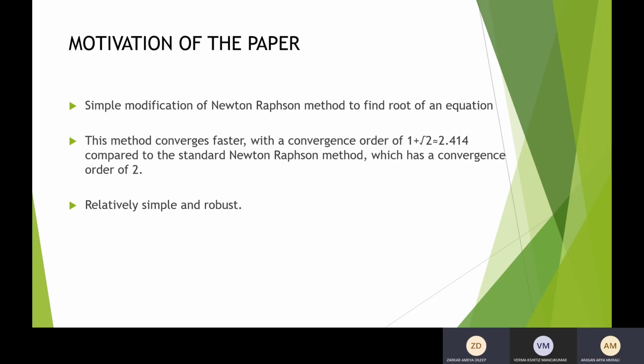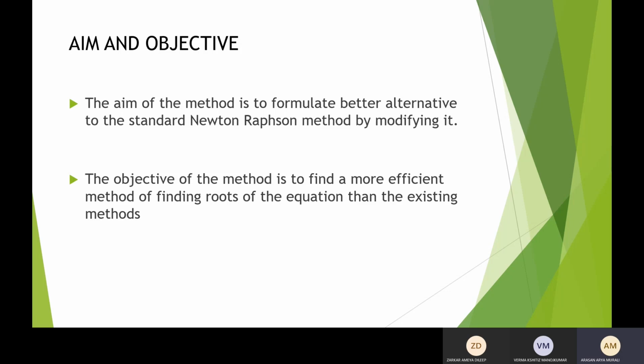This modified Newton-Raphson method is relatively simple and robust, and it is more likely to converge to a solution than either the higher order schemes or the standard Newton method itself. The aim is to formulate a better alternative to the standard Newton-Raphson method by modifying it, and the objective is to find a more efficient method of finding the roots of a univariate equation than the existing methods.